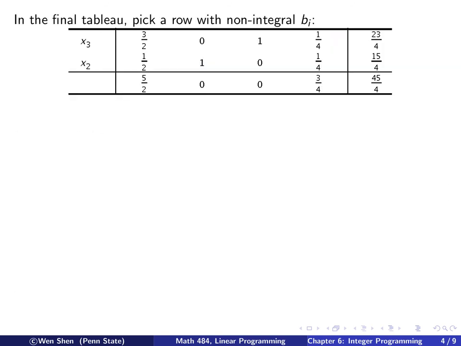Now here's step two. We see that we need to come up with a new constraint. So let's take a look at the final tableau from the LP assistant. We see that both b1 and b2 are not integers. So we need to pick one of them that's not an integer. Since they both are non-integers, we could pick any of them. Let's say we randomly decide to pick the first row, this one here. So let's write out the equation represented by this row. That means 3 over 2 x1, x2 is 0, plus x3 and a quarter x4 equals 23 over 4.